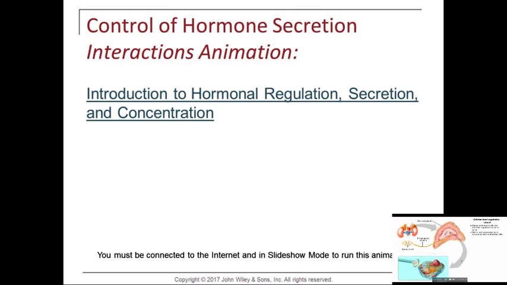Nerve cell processes form junctions with endocrine cells. When a nerve impulse reaches the end of the nerve cell process, neurotransmitters are released. These neurotransmitters serve as signal molecules to activate the endocrine cell.